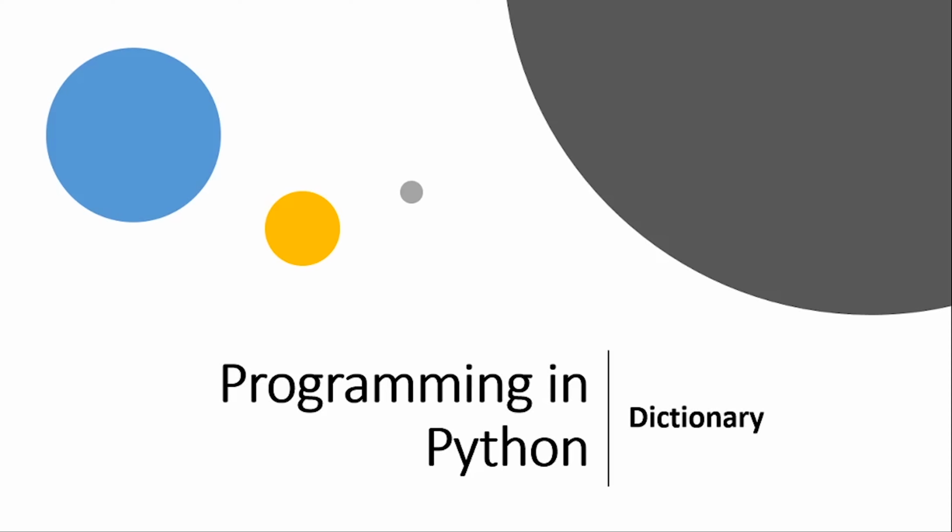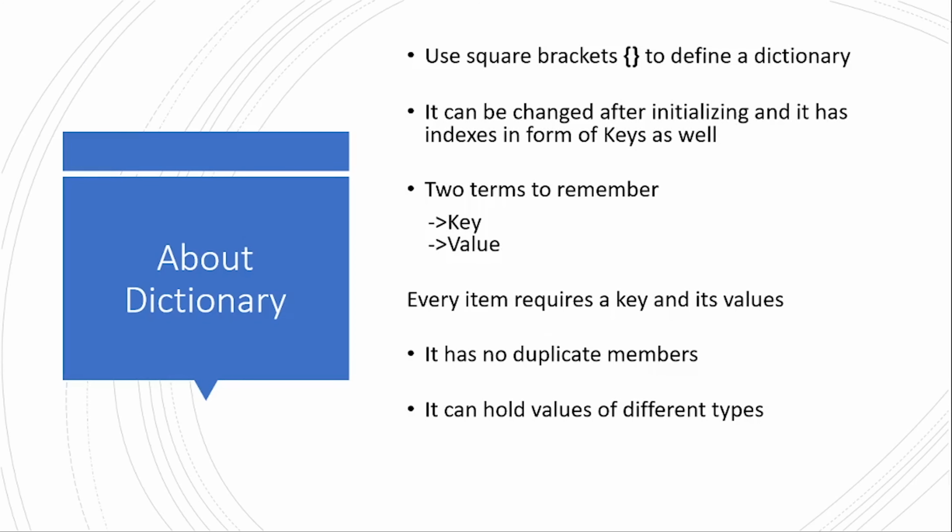Today we will be learning about dictionaries in Python. So let's have a quick recap about what a dictionary is. A dictionary is a type of collection. We use curly brackets to define a dictionary. A dictionary can be changed after initialization and it has indexes in the form of keys as well.